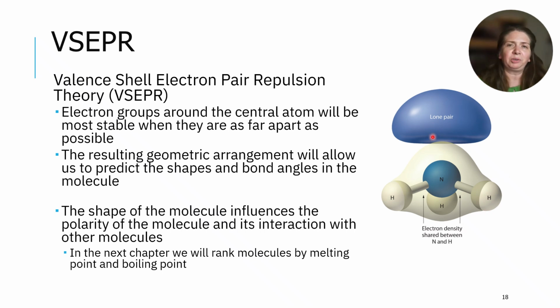The shape of a molecule influences its polarity and how it interacts with other molecules. Molecular polarity affects many macroscopic properties, including melting point, boiling point, viscosity, and solubility in water, which we will study later. Here, I am showing you the three-dimensional model of ammonia, NH3. Ammonia has one lone pair of electrons on the nitrogen atom. That lone pair repels the bonding pairs of electrons, pushing them downward. As a result, ammonia has a molecular geometry called trigonal pyramidal.